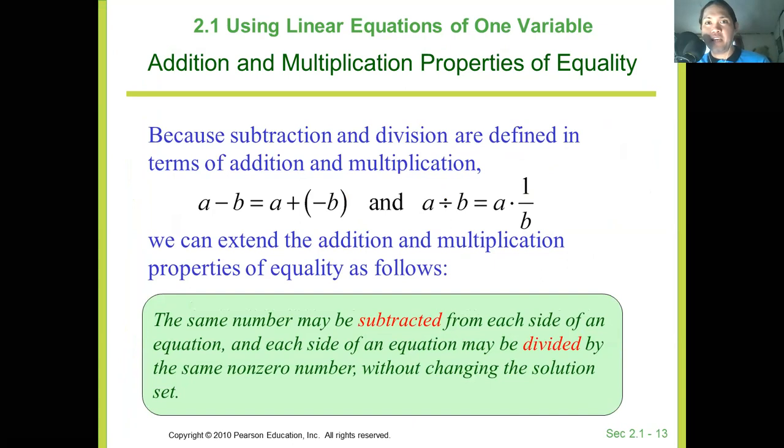Because subtraction and division are defined in terms of addition and multiplication, we can also say that a minus b is equal to a plus negative b, and a divided by b is equal to a times 1 over b. So we can extend the addition and multiplication properties of equality as follows. The same number may be subtracted from each side of an equation, and each side of an equation may be divided by the same non-zero number without changing the solution set.